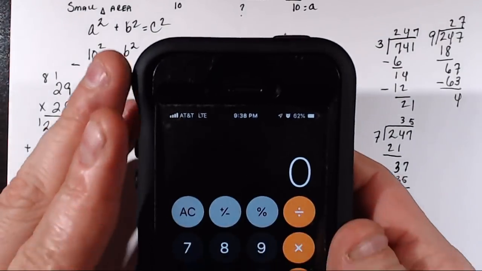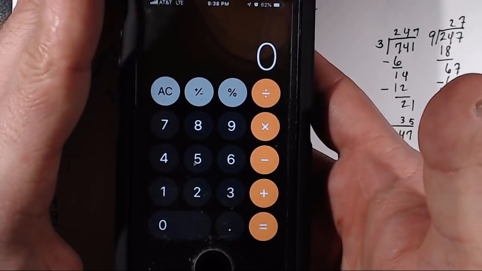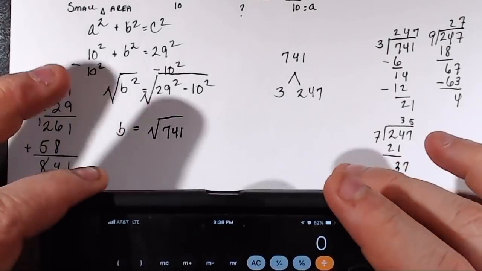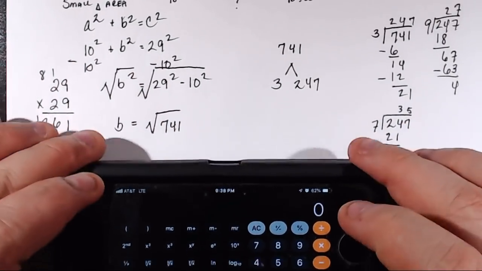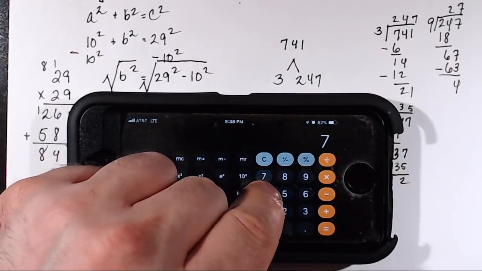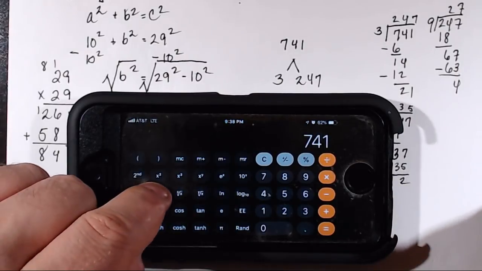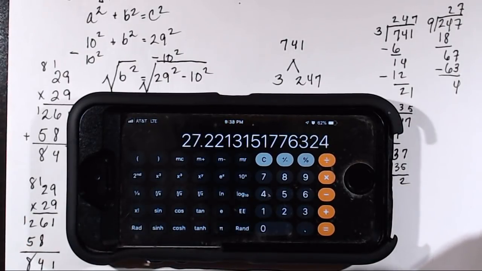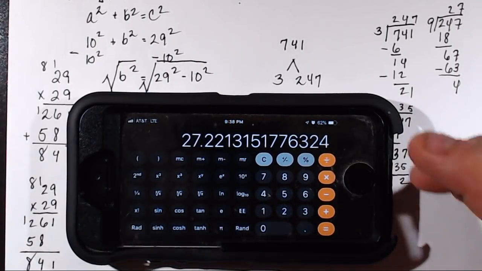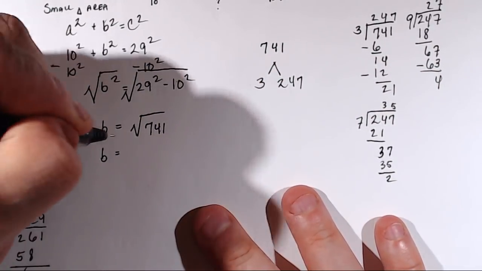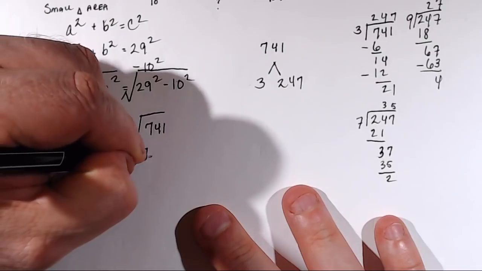So if you're going to use your phone as a calculator and you want to get to the square root, I mean, it's different for an Android, but turn it on its side, and we'll take the square root of 741. 741, and then take the square root. Where's that? There it is. 27.22. Remember they said round to the nearest tenth? So we'll say b equals 27.2.